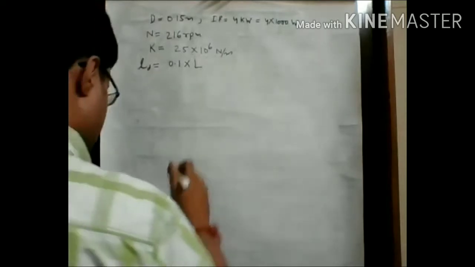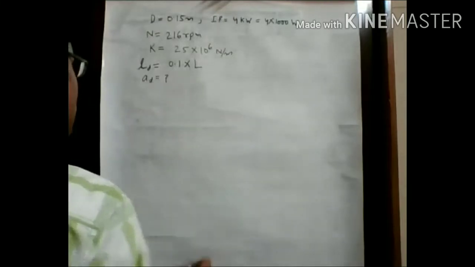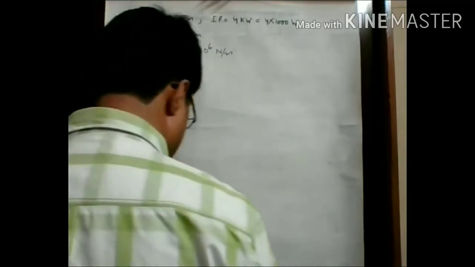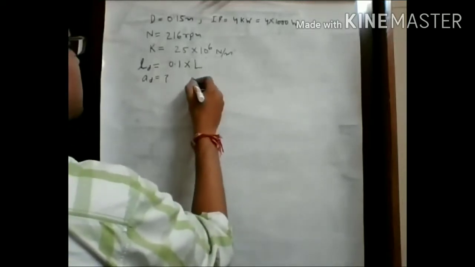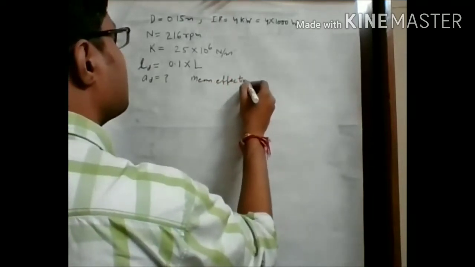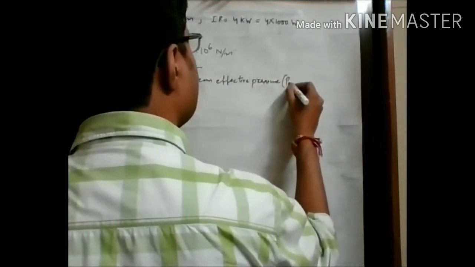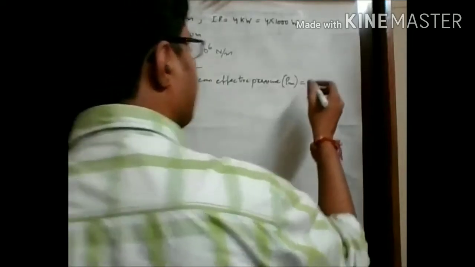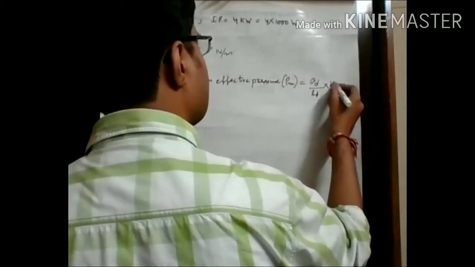So we have to calculate the AD value in this problem, that is the indicating diagram area value. So we know the expression for mean effective pressure, PM, equals AD upon LD multiplied by K.